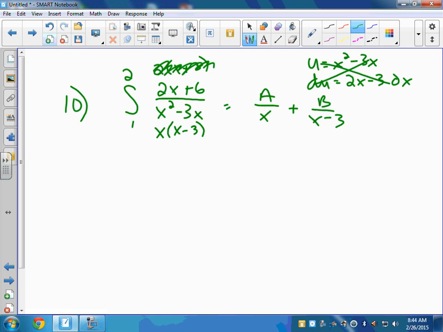Close isn't good enough in calculus, unless you're doing it in a Riemann sum. That is an estimate. Get it?